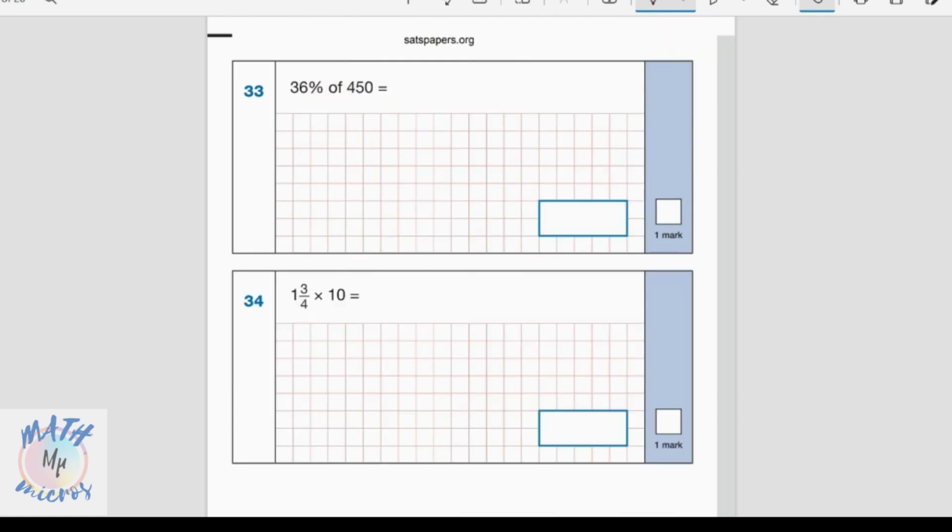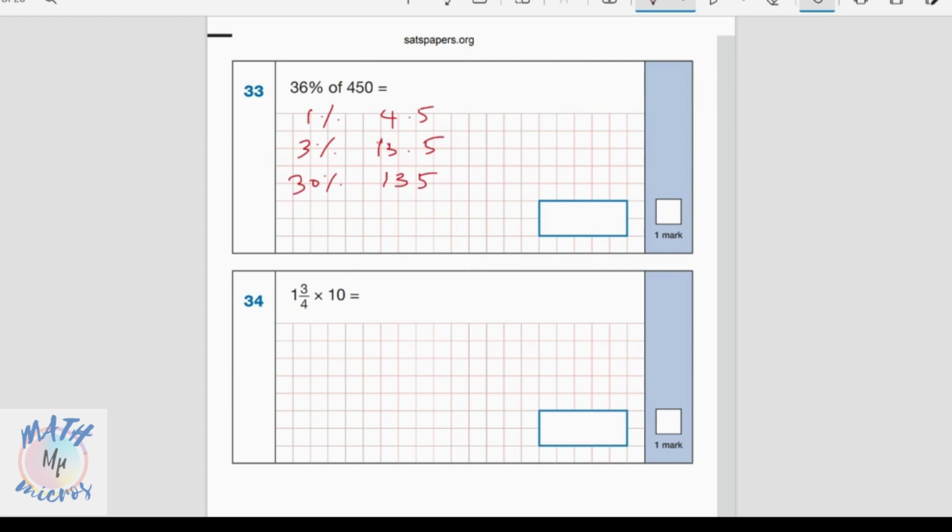The third question, 36% of 450. 1% of 450 is 4.5. So 1% is 4.5. So what will be 3%? 4.5 times 3, which is 13.5. All right. So what will be 30%? You just multiply by 10. So I move the decimal place to the right. So 13.5 will become 135.